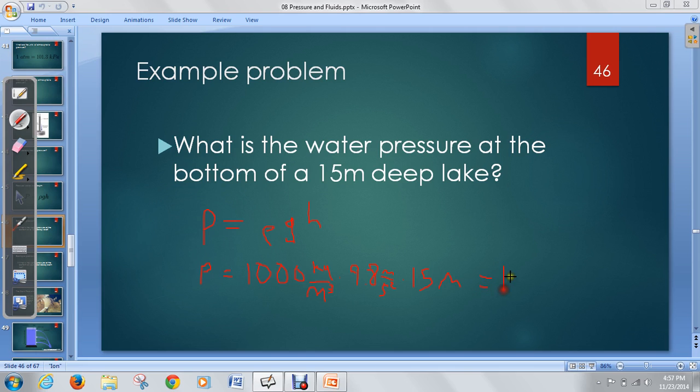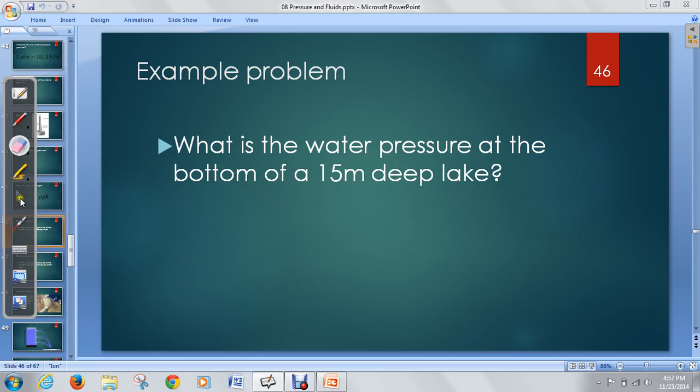147,000. Okay, and again, the unit's going to be pascals because this is a pressure. So there you go. It's a pretty simple equation, right? All you need is the density of the fluid and the depth of the fluid, and you can figure out how much pressure that fluid's exerting. So pretty powerful equation.